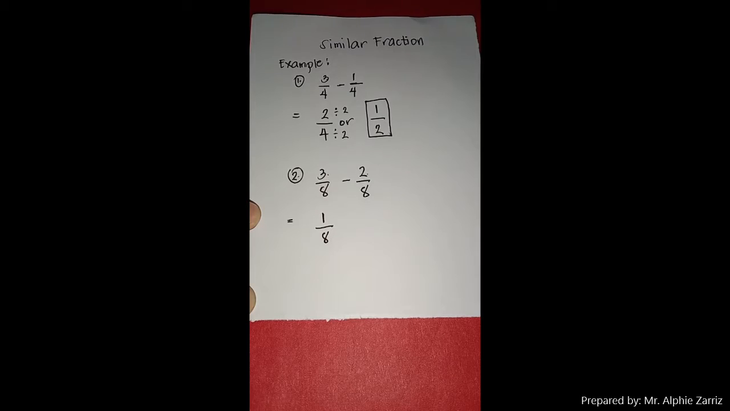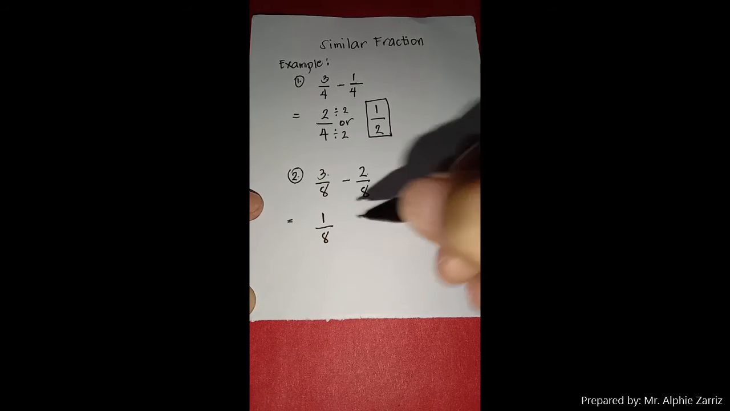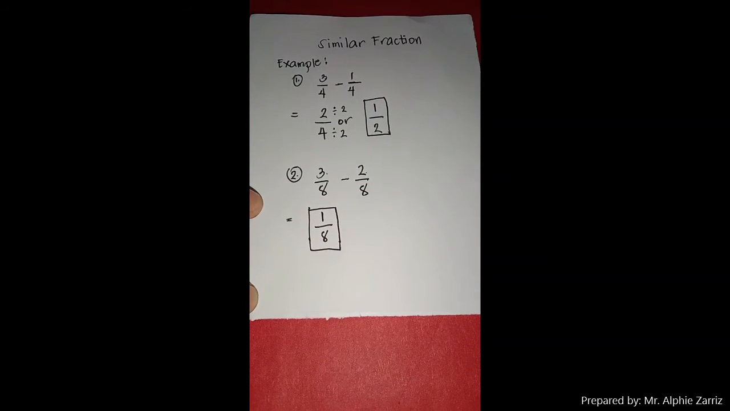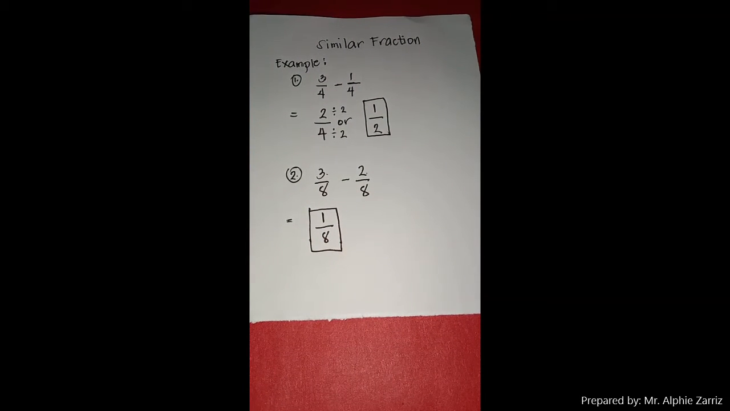And then simplify or reduce it to lowest terms if possible. But since our answer here is 1/8, it can no longer be reduced or simplified. Therefore, this is already our final answer. So that's it. If it is possible to reduce, then reduce it. But if not, then that's it. So, similar fractions.